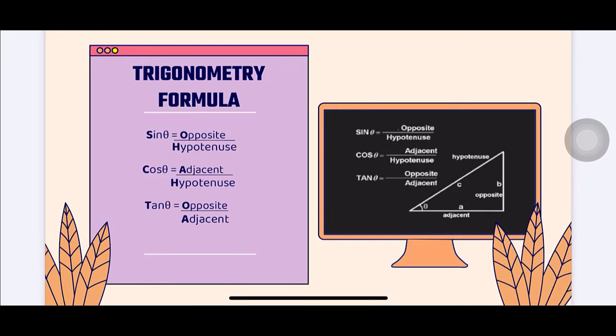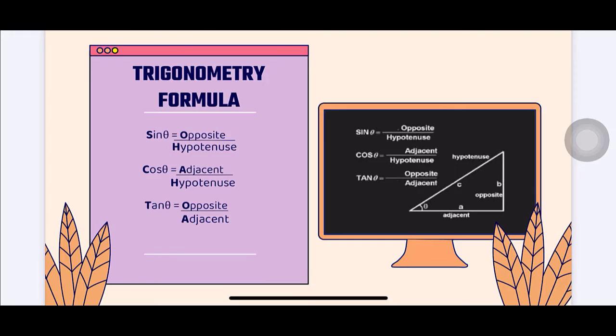From the slide we can see we have 3 formulas for trigonometry. The first one is sine theta equals opposite divided by hypotenuse. The next formula is cos theta equals adjacent divided by hypotenuse. And the third formula is tangent theta equals opposite divided by adjacent.